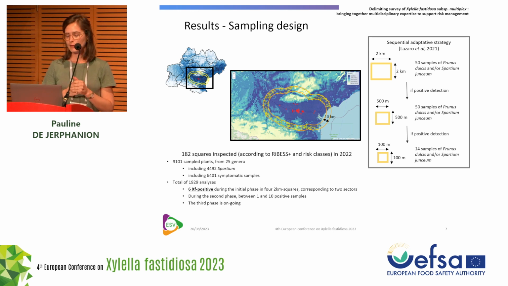And in this first step, we made almost 9,000 plant samples, mainly from Spartium and symptomatic samples, and a total of almost 2,000 analyses. During these first phases, we found 6 positive to Xylella in 4 different 2-kilometer squares, corresponding to 2 sectors on the boundary ring. During the second phase, on 500 meter squares, we found between 1 and 10 positive samples, and the third phase is ongoing.